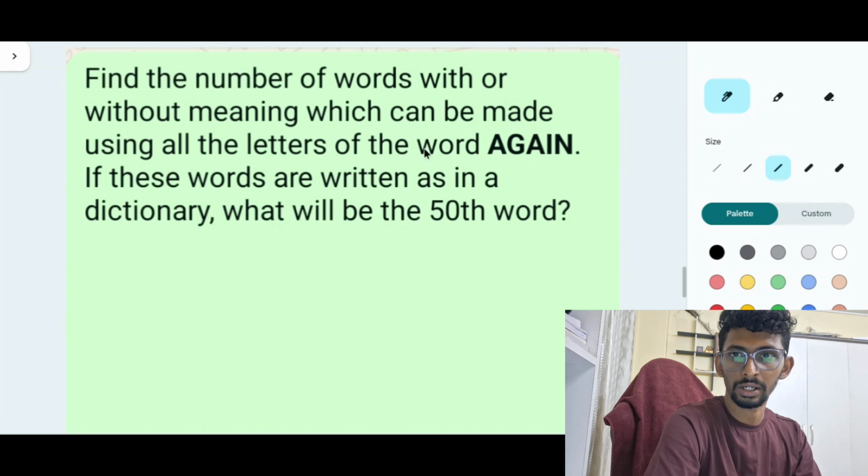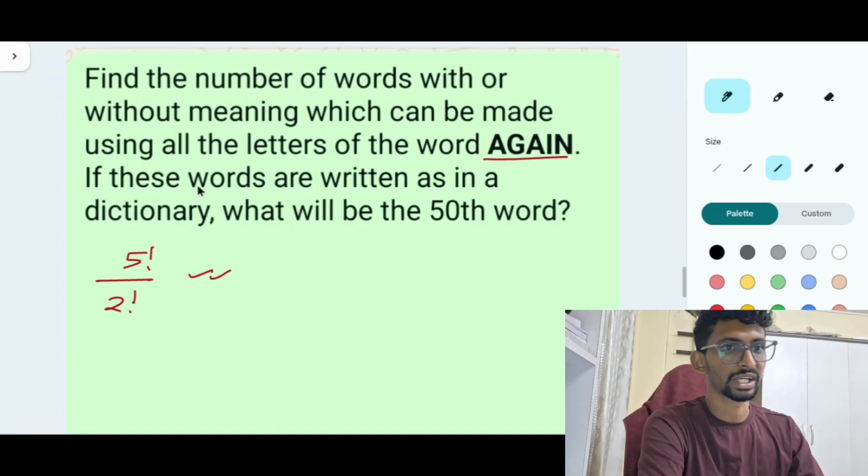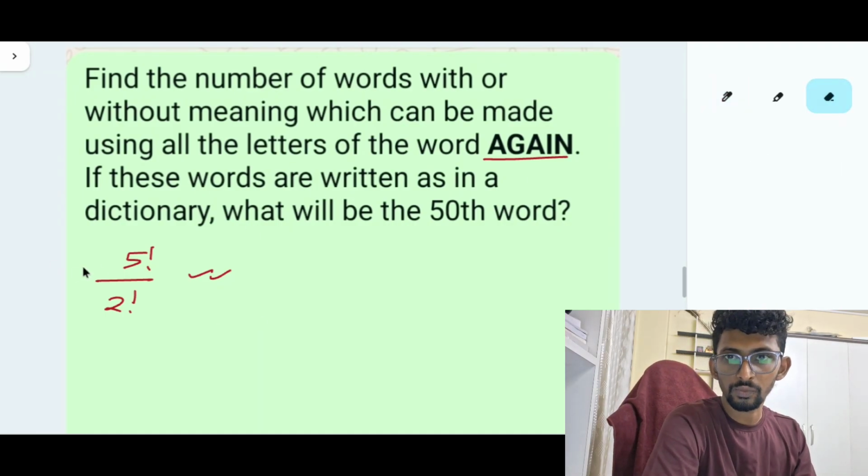Okay, so let us do the first part. Find the number of words with or without meaning which can be made using all the letters of the word AGAIN. Very easy. So total there are 5 letters. So 5 factorial divided by 2 factorial because A is repeating 2 times. This one we have already done. Okay, so let's come to the next part. If these words are arranged in a dictionary, what will be the 50th word?